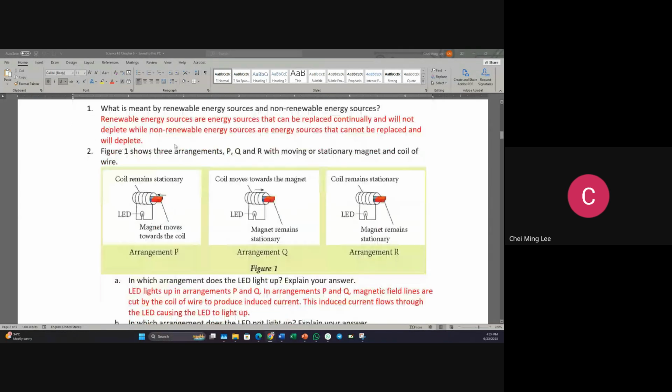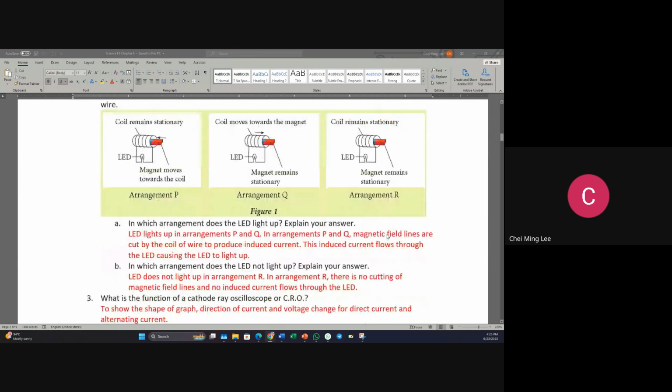Figure 1 shows three arrangements P, Q and R with a moving or stationary magnet and a coil of wire. In P, the coil remains stationary and the magnet moves. In Q, the coil moves towards the magnet, and in R, both coil and magnet remain stationary. Which one lights up? Arrangements P and Q will light up, because the magnetic field lines are cut by the coil of wire to produce induced current, and the induced current flows through the LED, causing the LED to light up.